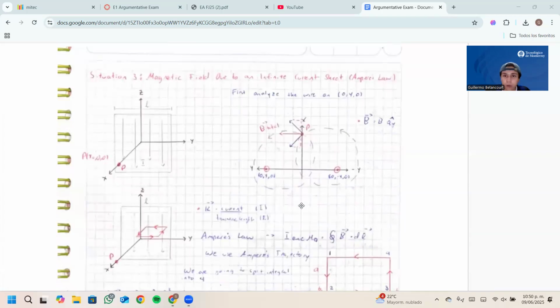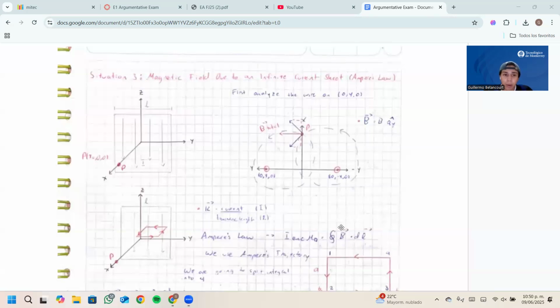So now in situation three, we have a magnetic field due to an infinite current sheet, and we are going to make use of Ampere's law. So we have the current sheet only in the z-y plane. We have our point in positive x. So now we're going to analyze the wire at 0, y, 0.